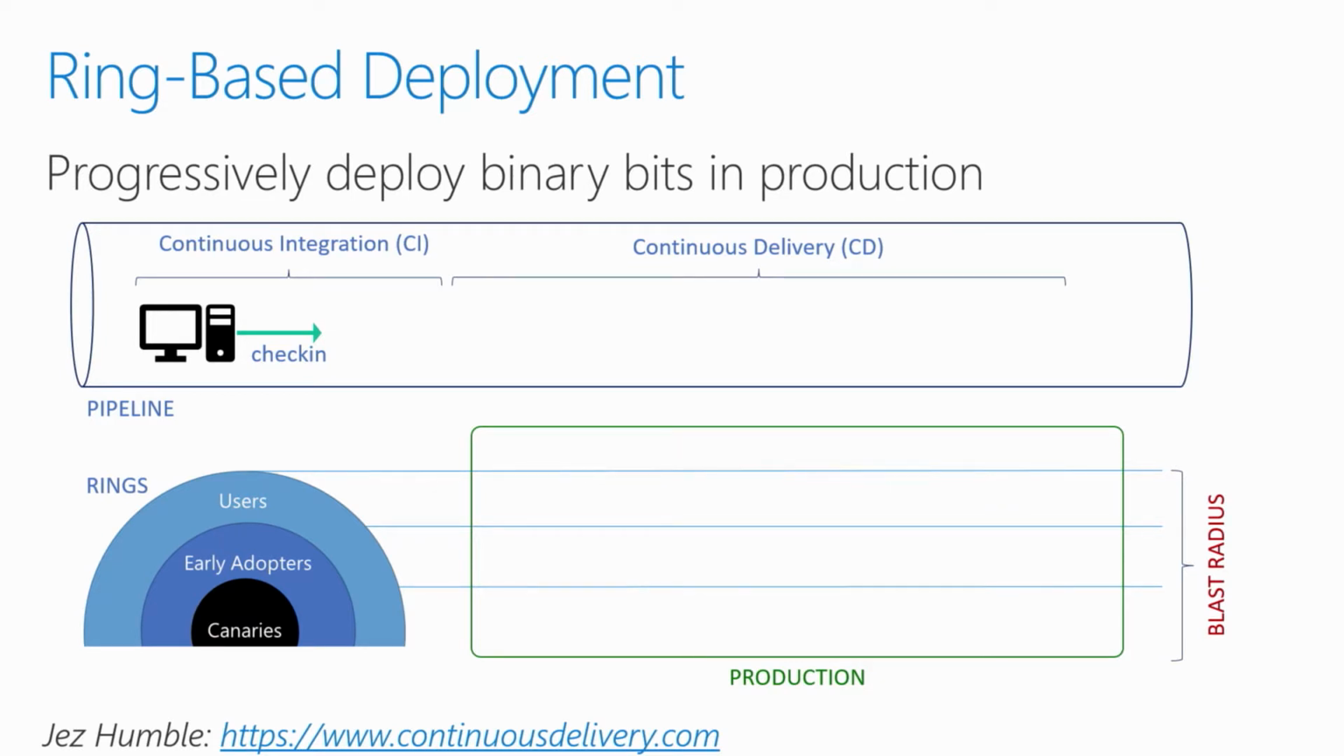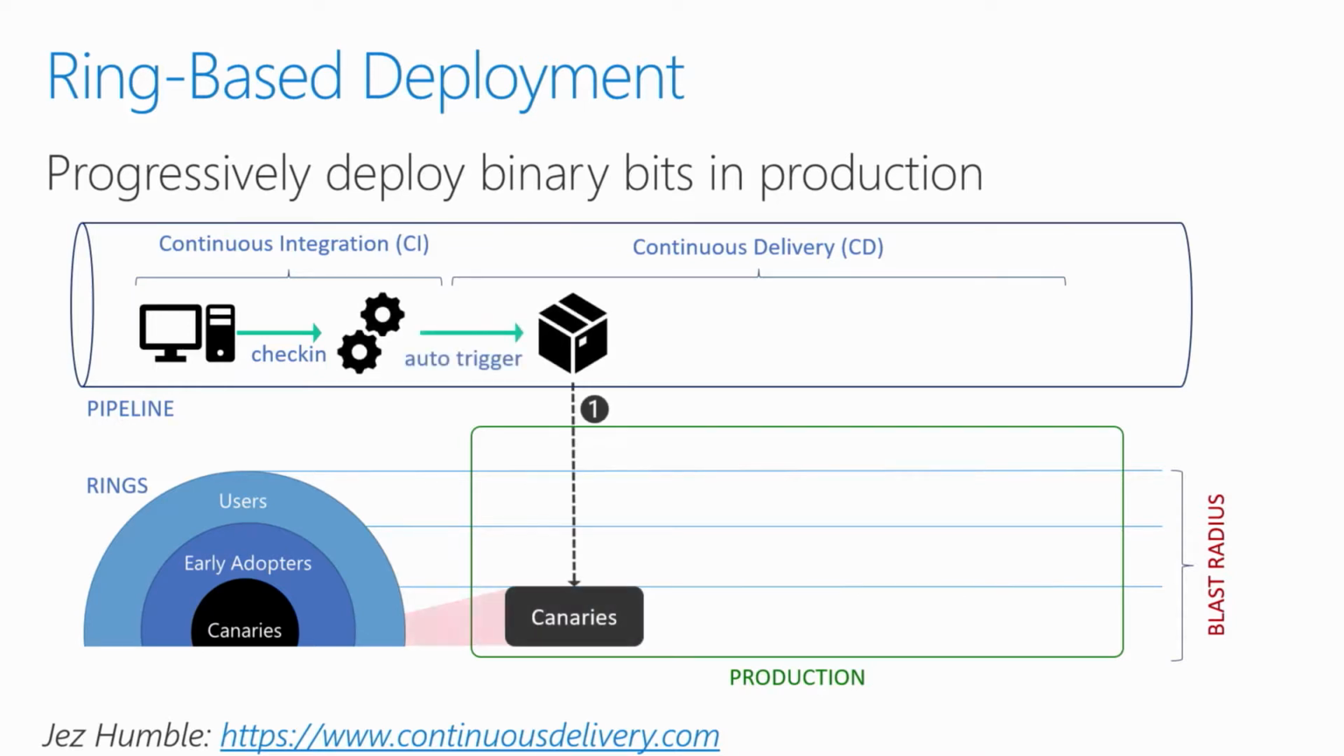So I'll just put an example there. A developer is ready to commit a change, to check in something, to complete a pull request. Continuous integration should kick in. It should build, test, validate, and then trigger continuous delivery, which deploys to the canary ring. So that is the first ring we deploy to.